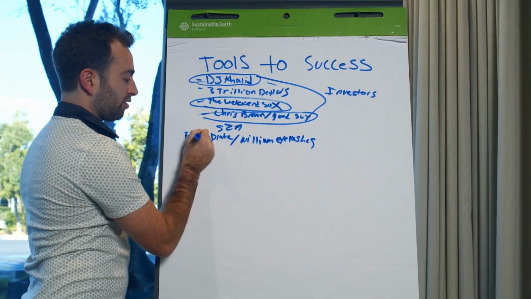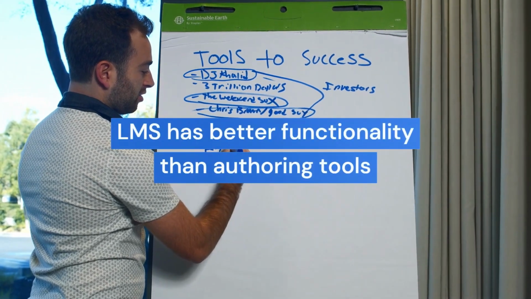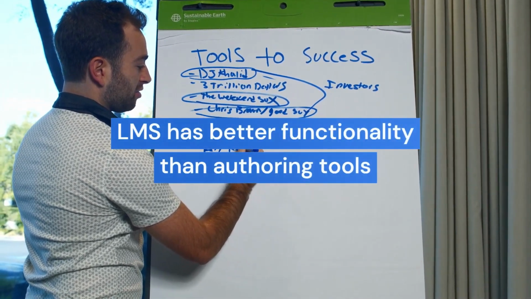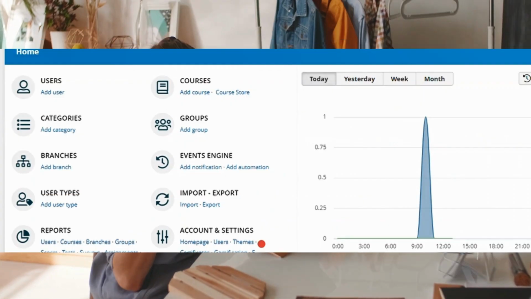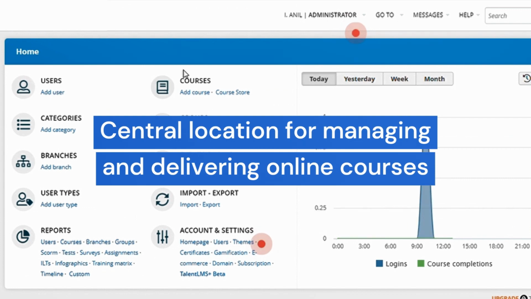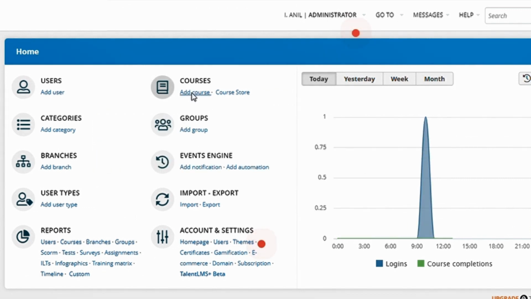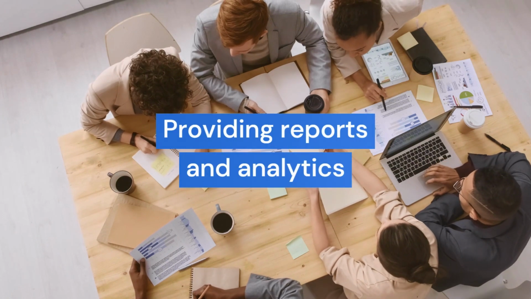However, while authoring tools are great for creating engaging and interactive courses, they don't offer the same level of functionality as a learning management system, LMS. An LMS is a platform that provides a central location for managing and delivering online courses, tracking progress and performance, and even providing reporting and analytics.